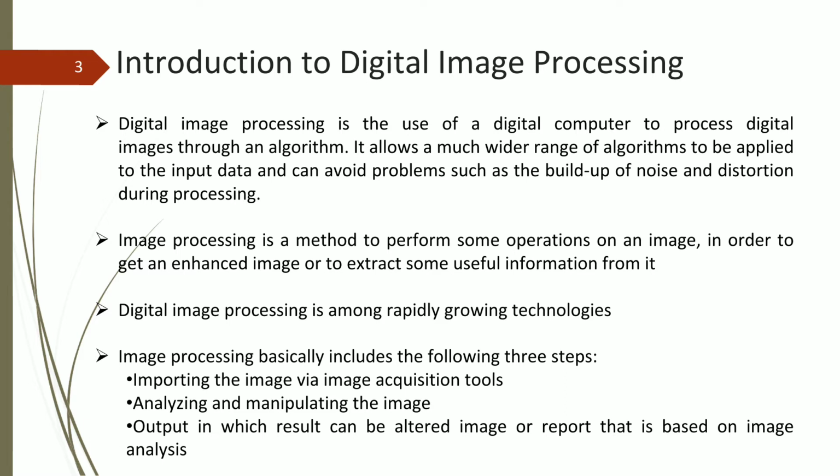Digital image processing is among the rapidly growing technologies. Image processing basically includes the following three steps: importing the image via image acquisition tools, analyzing and manipulating the image, and output, in which the result can be an altered image or a report that is based on image analysis.